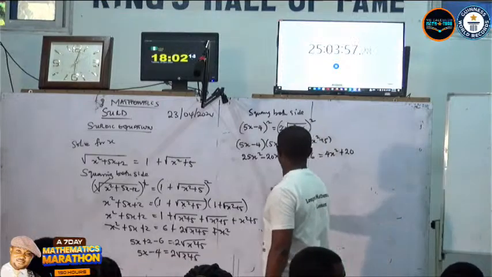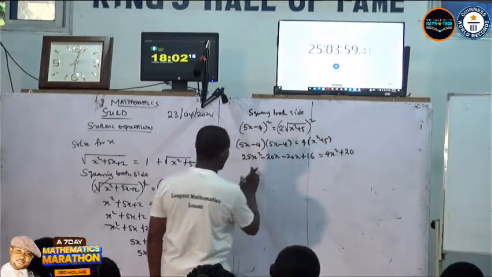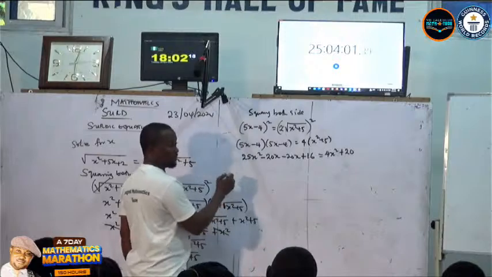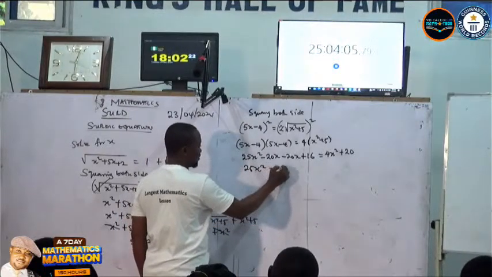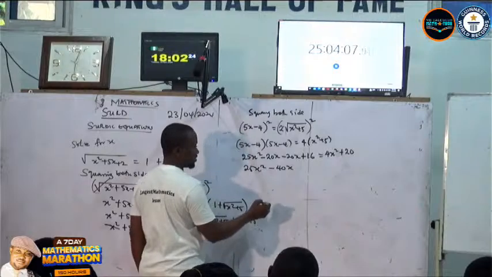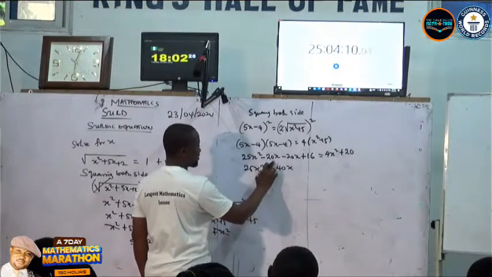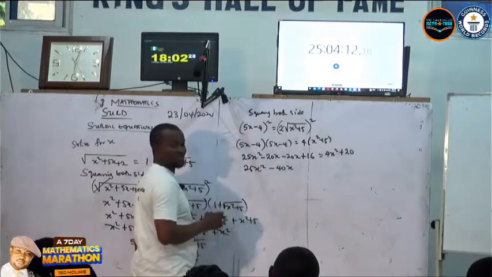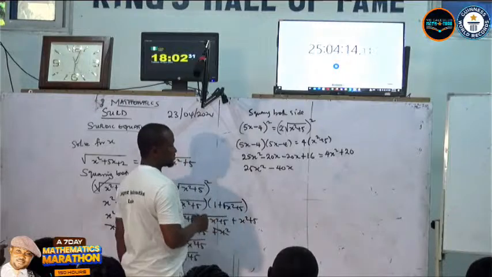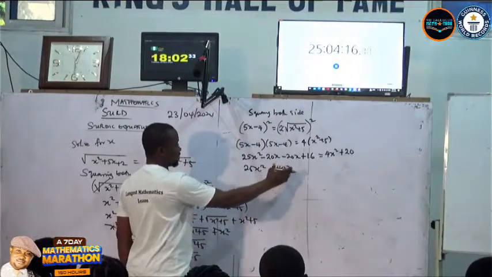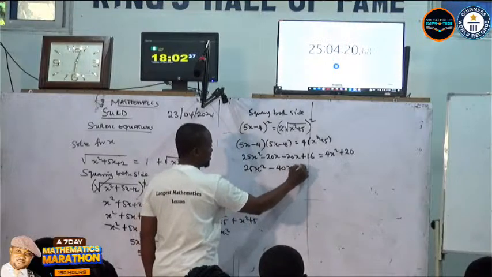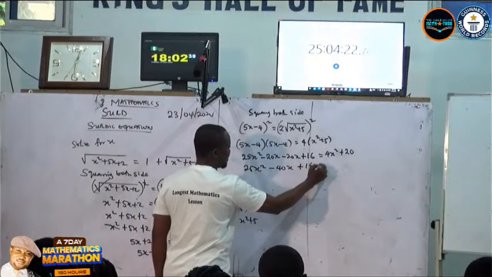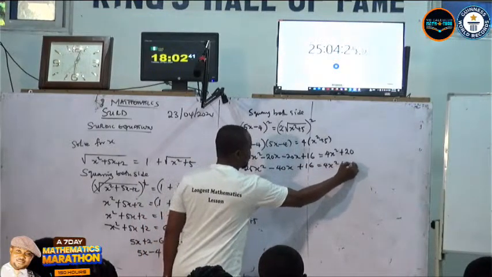Yes. So from that point, we need to collect all the x squared together with x. But first, this is 25x squared minus 20x minus 20x, minus 40x. Let me go on this place first. Minus 20 minus 20x. Then plus 16 equals to 4x squared plus 20.